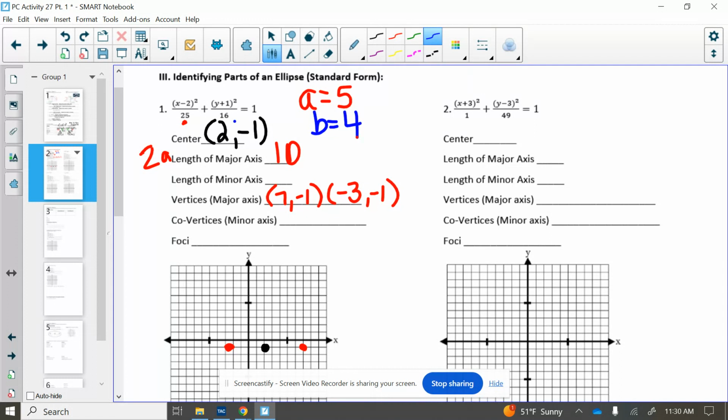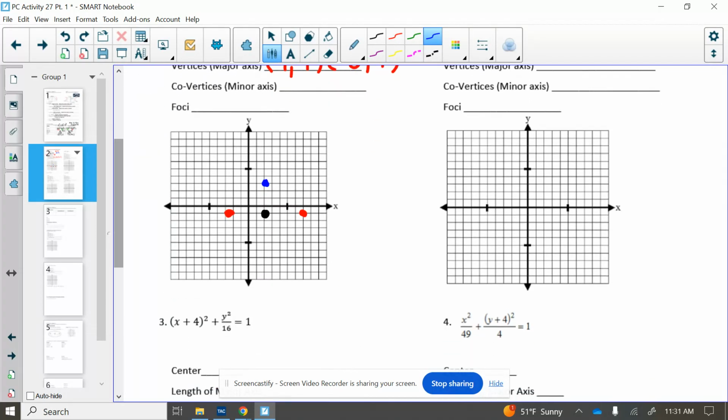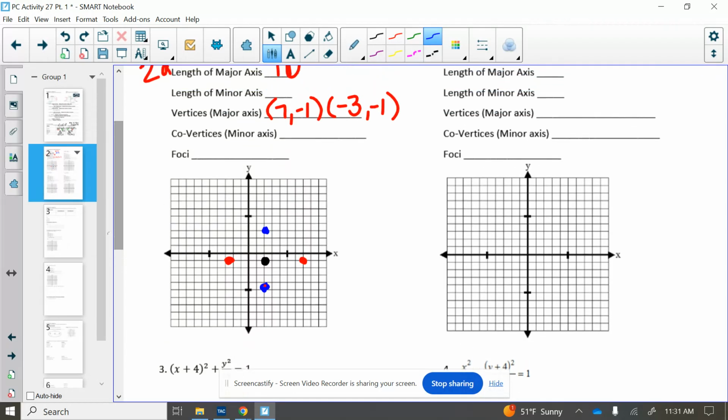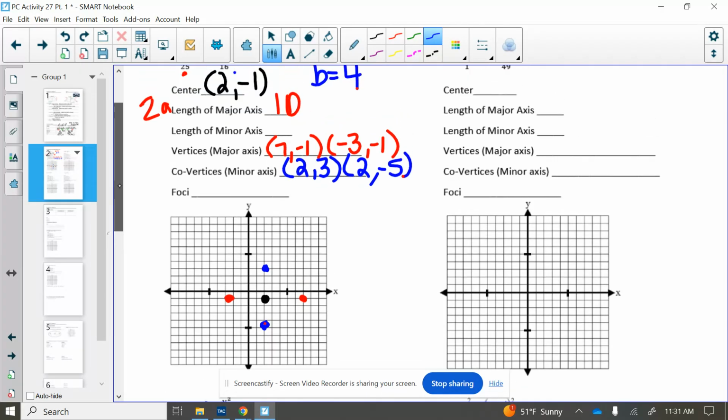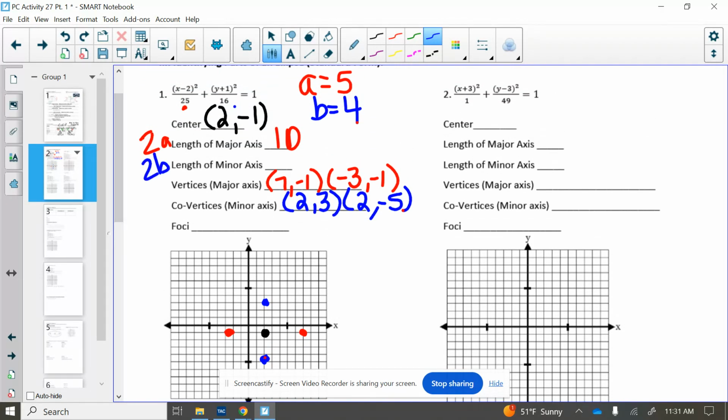So each of our other points then are going to be 4 units for the covertices, 4 units up, 4 units down from our center, so that our covertices, the minor axis, are going to be located at 2, 3 when we went up from the center, and 2, -5 when we went down from the center. And the length of that is 2 times our b value, it's 8 units long.